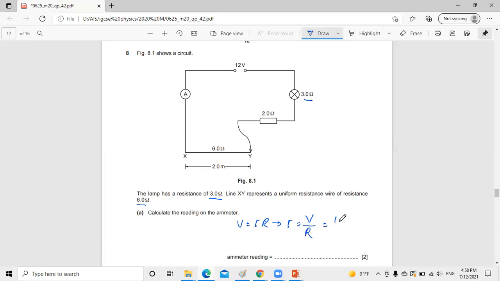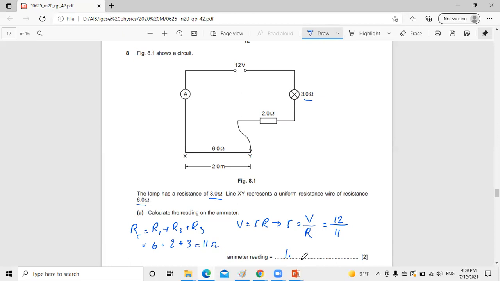The voltage is 12 divided by the resistance. The resistance for the whole circuit is the combined resistance. R combined or R total in series, because they are connected in one path, is R1 plus R2 plus R3. So it equals 6 plus 2 plus 3, and the answer is 11 ohms. Now we substitute: V, which is 12, divided by R, which is 11, and the answer will be 1.1.